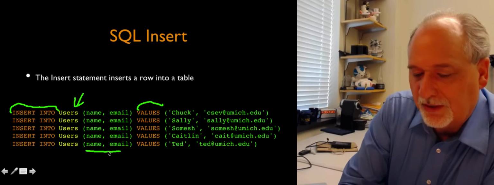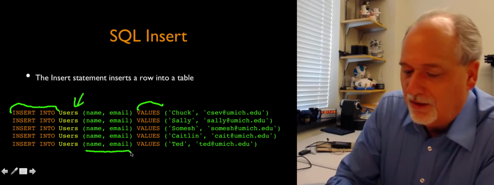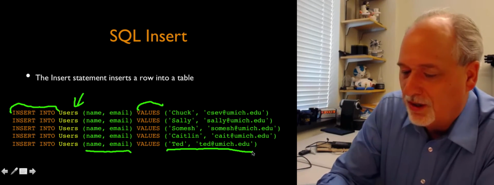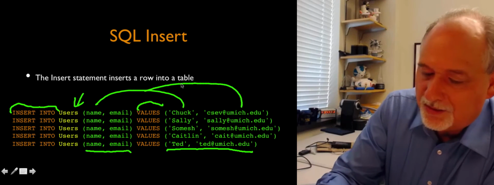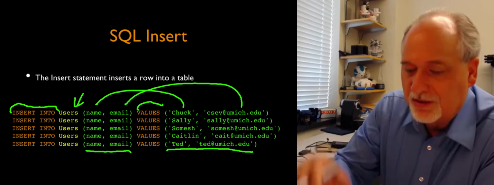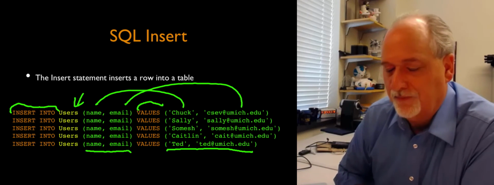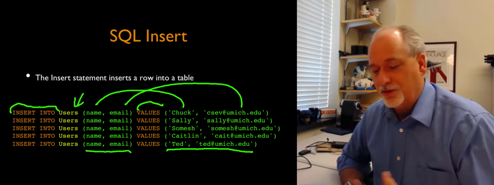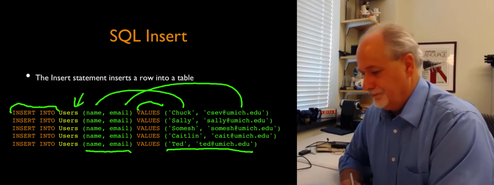Then you have two parenthesis lists. One is the name of the columns, and then one is the name of the values to put in each column, and there's a sort of one-to-one correspondence between the number of things you put in the values list and the number of things that you put in the columns list. Okay, so the insert statement inserts a row into the table.